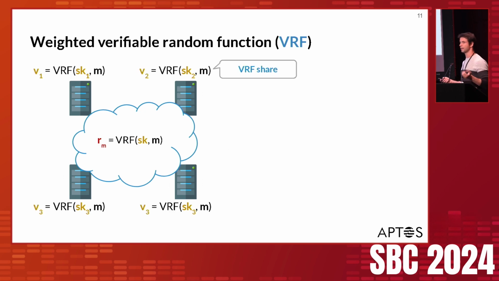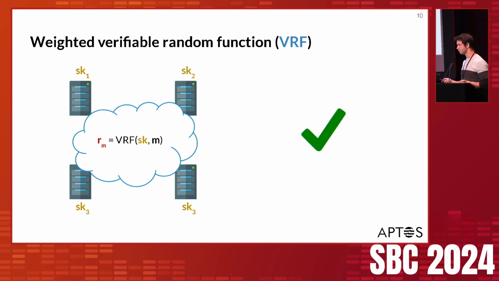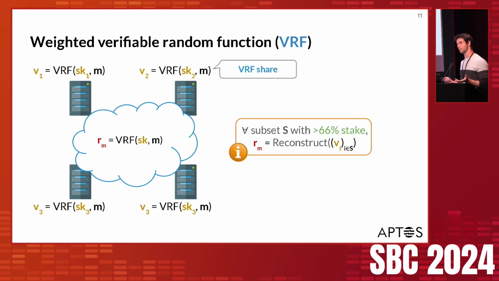And how does the weighted verifiable random function work? Well, it's a protocol that will allow each validator to compute locally a VRF share under their secret key share over the block number M. And then the nice property that you'll have is that, again, once you have a subset with enough stake that combines these VRF shares, you can reconstruct the final aggregated VRF that you see here, yeah?